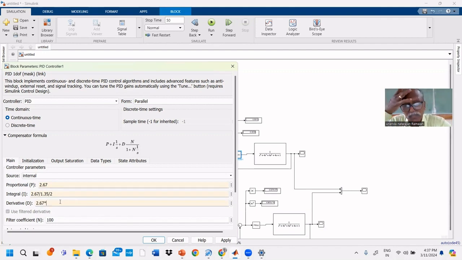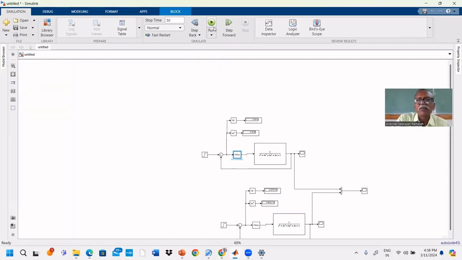TD equals how much? Multiplied by 0.5. 0.675. Okay. These are the tuning parameters for the PID controller. Now let us run.